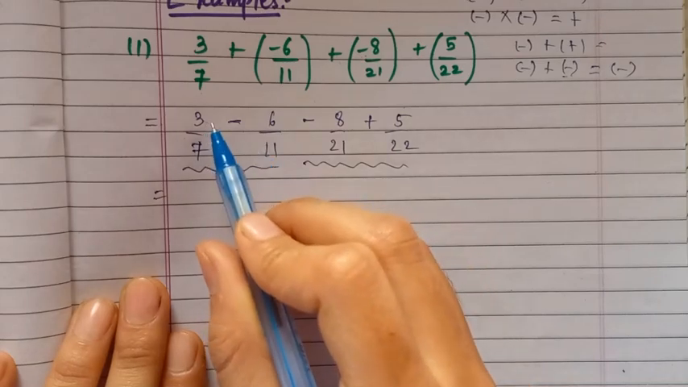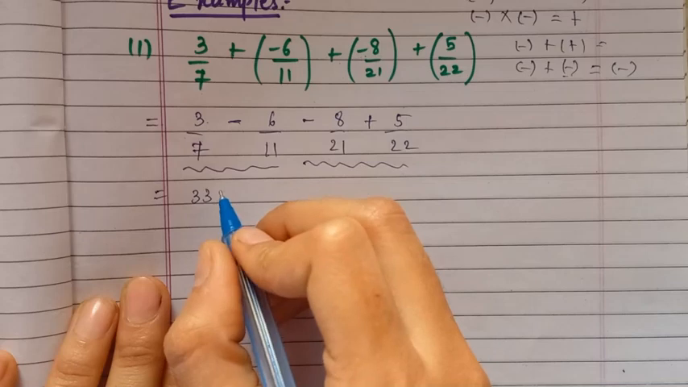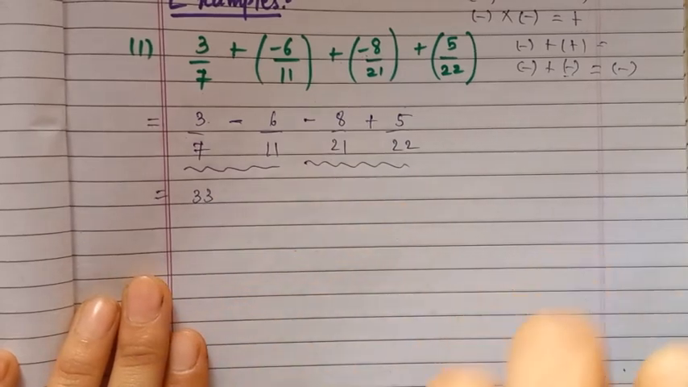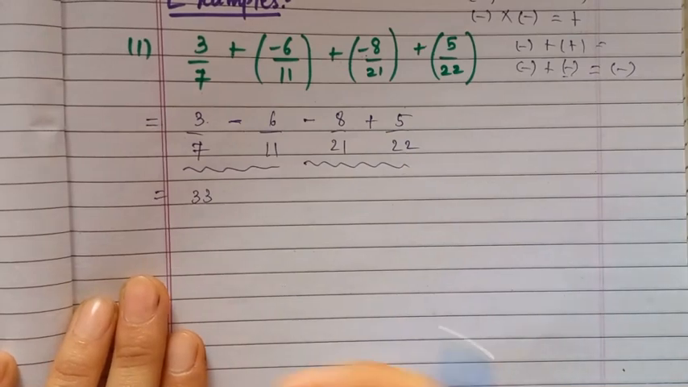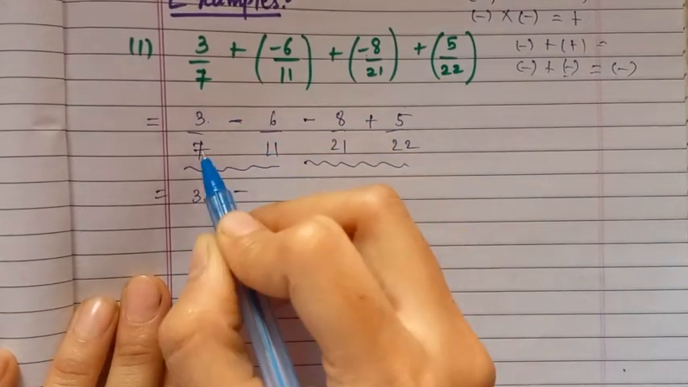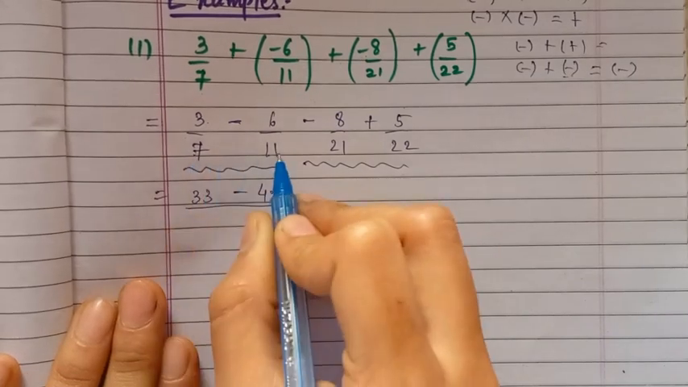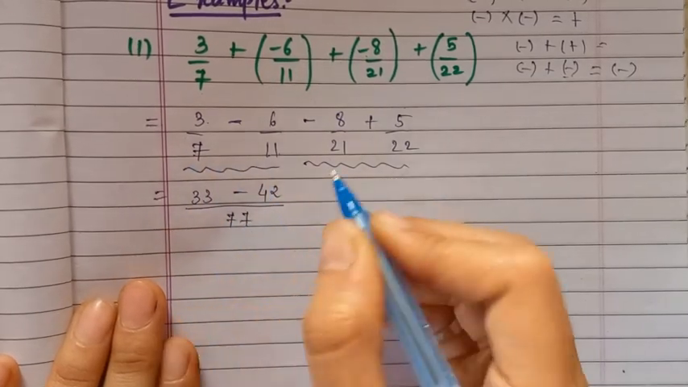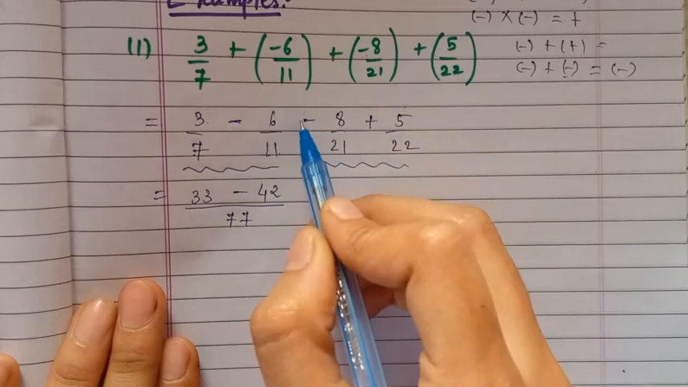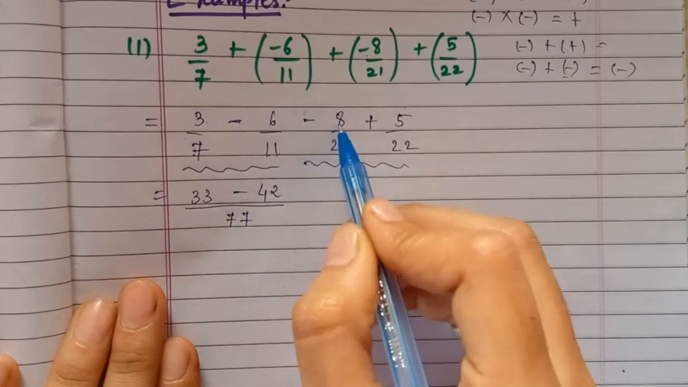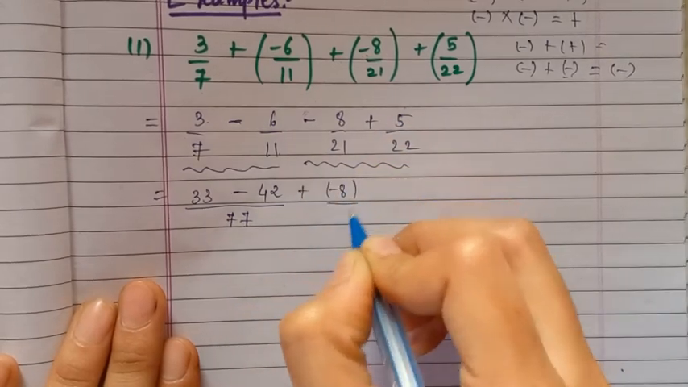11 into 3, 33. There is another way to do this, I will show you. 33 minus 7 into 6, 42. 7 into 11, 77. Now here this minus sign is assigned to this 8, so we can write it as minus 8 by 20.